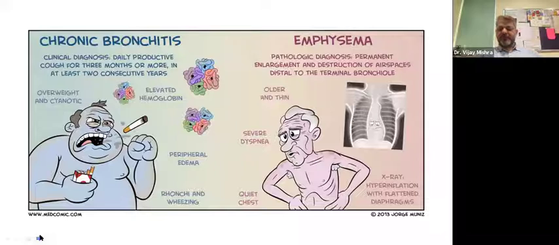Whereas emphysema is a pathological diagnosis, where there is a permanent destruction and enlargement of the bronchioles distal to the terminal bronchiole, or the alveoli distal to the terminal bronchioles. So if you look at the X-ray, you'll see a hyperinflated chest X-ray with flattened diaphragms. That's because of the permanent destruction.